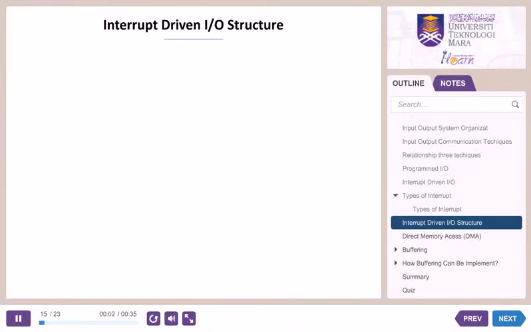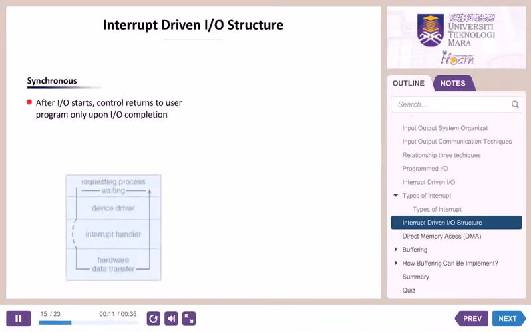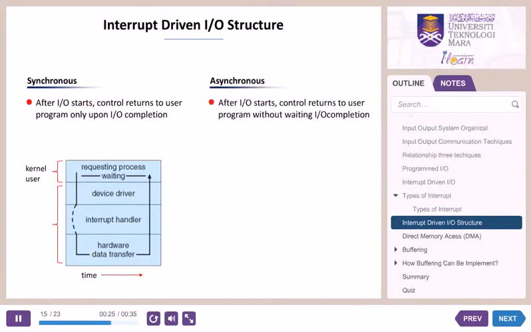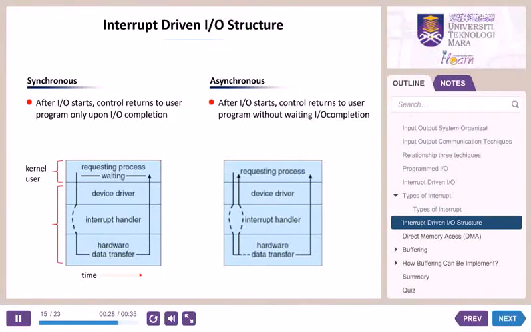Interrupt-driven input-output structure has two types. If the input-output instruction from the process is non-blocking, it is called input-output synchronous. After input-output starts, control returns to the user program only upon input-output completion. If the input-output instruction is blocking, it is also known as input-output asynchronous. After input-output starts, control returns to the user program without waiting for input-output completion.